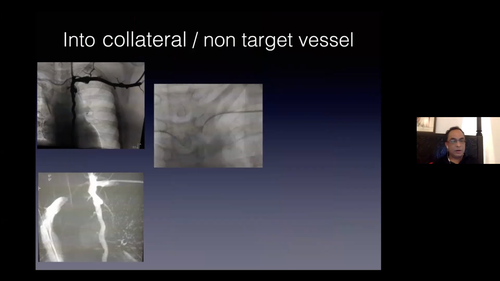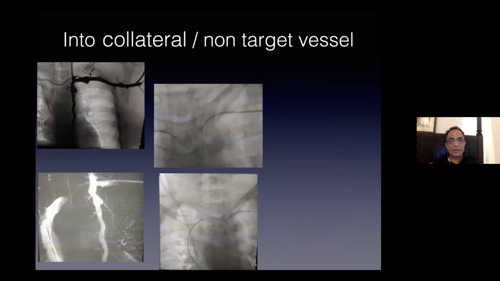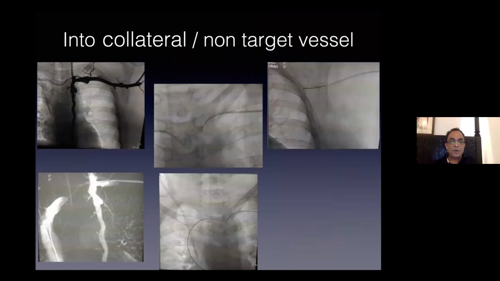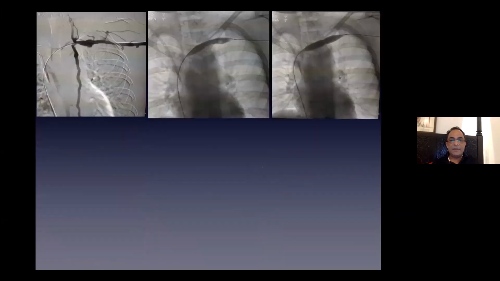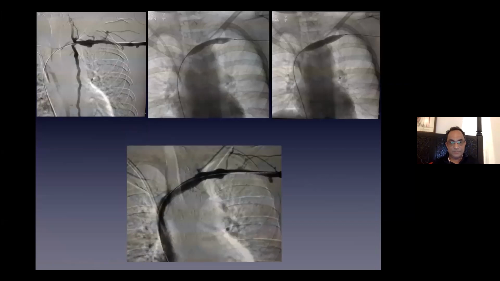So again, trying to cross. This is a long brachiocephalic occlusion. Trying to cross, similar again. So we have got into a collateral vessel, and then snared it from the collateral vessel. Then we have got a through and through, and then we have done an angioplasty with a good result.